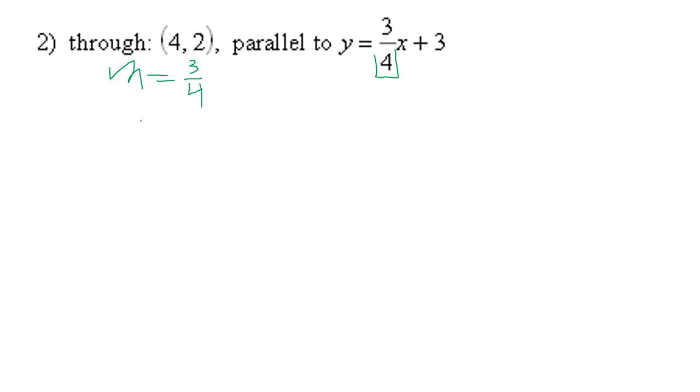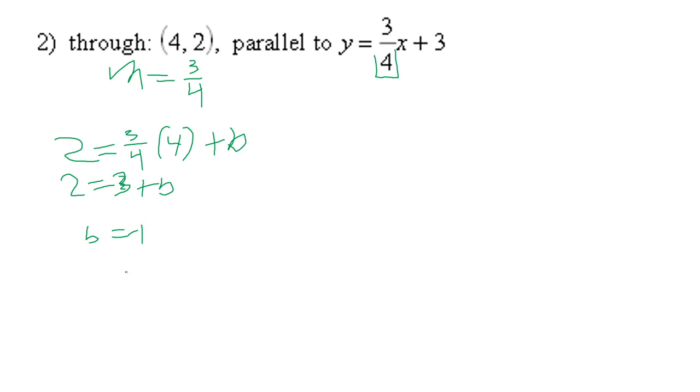Then we plug it into our equation, y equals mx plus b. Our y is 2. Our m is 3/4. Our x value is 4. Plus b, we're solving for b here. 3/4 times 4 is just going to be 3. The 4's cancel out, so 2 equals 3 plus b. Subtract 3 from both sides, and you get b equals -1.